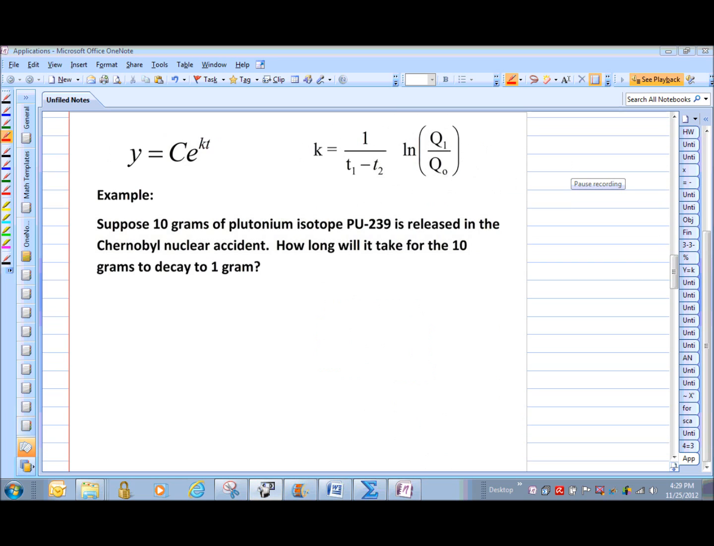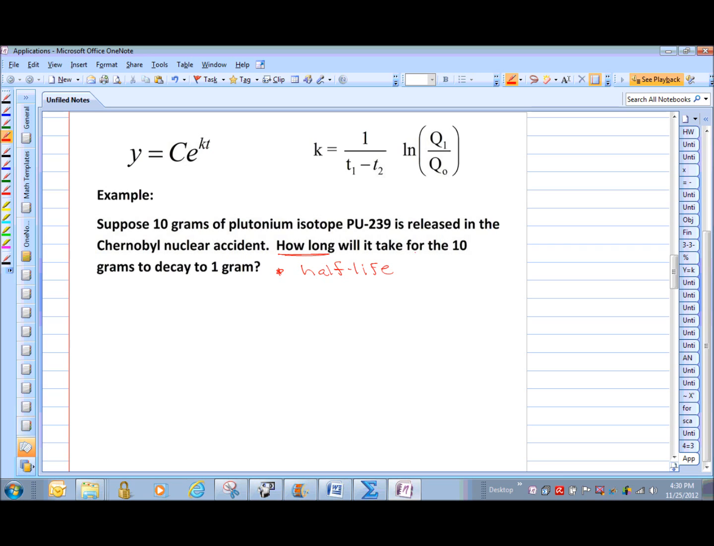Okay, let's take a look at this example here. I've written the formulas at the top and the little formula for K that you have to learn. Suppose that we have 10 grams of plutonium isotope, Pu-239, and this is released in the Chernobyl nuclear accident. We want to find out how long, so we're looking for time, it will take for 10 grams to decay to 1 gram.